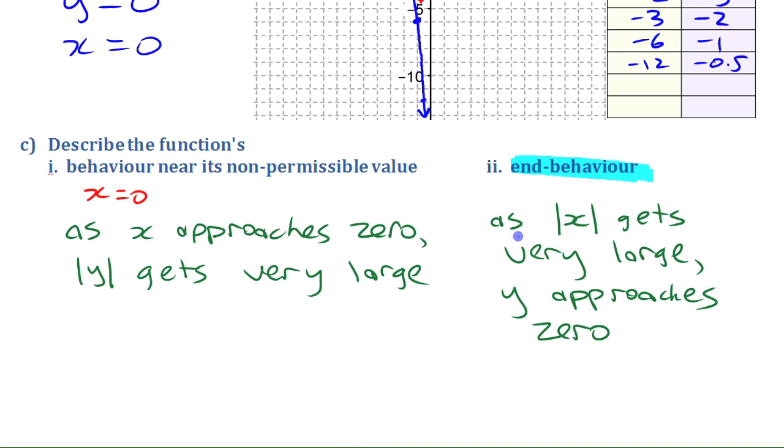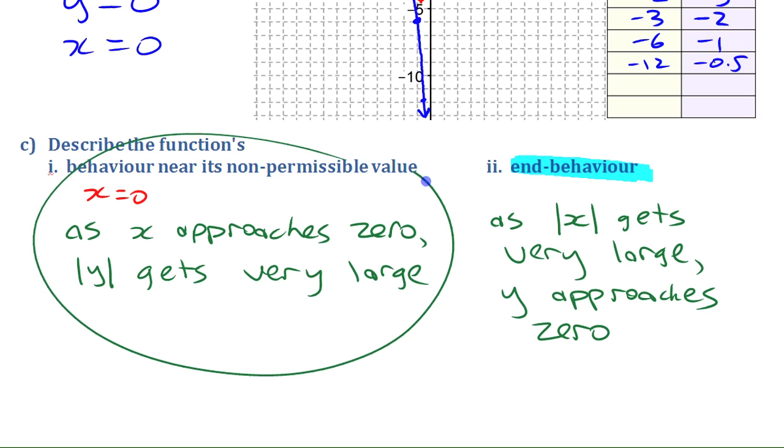All right, so our end behavior here is that as the absolute value of x gets very large, either way you go, right? That's why we're using that absolute value. So we don't have to worry about saying the right and the left. As the absolute value of x gets very large, the y value approaches 0. The graph, either way, gets closer and closer to 0.